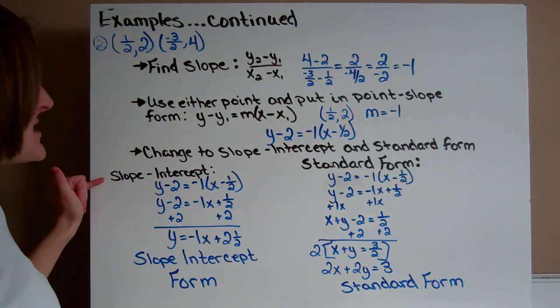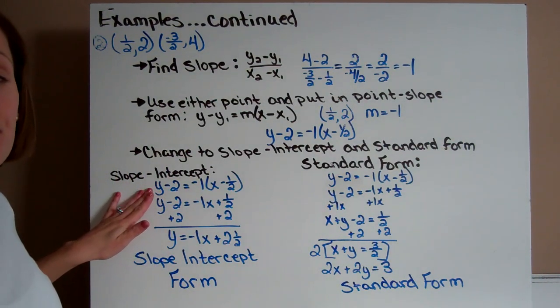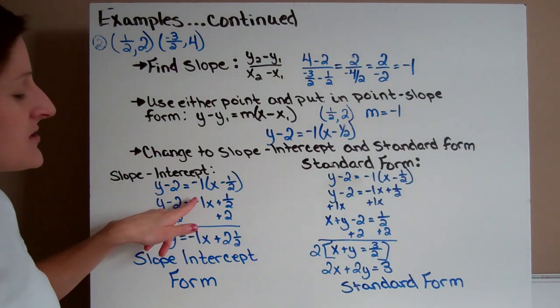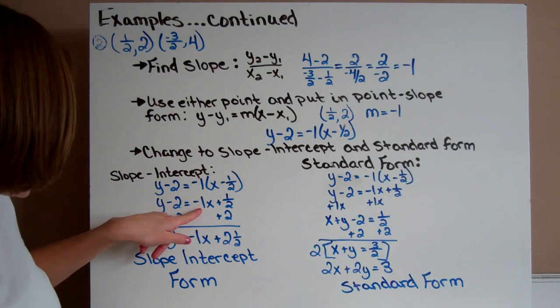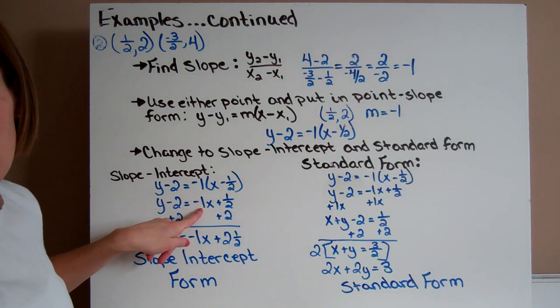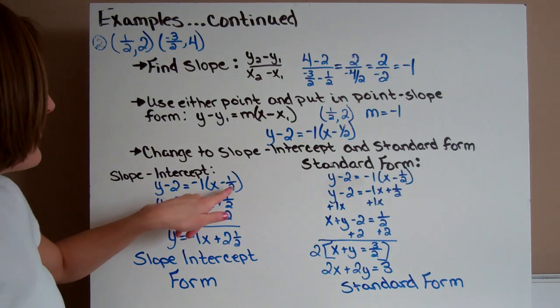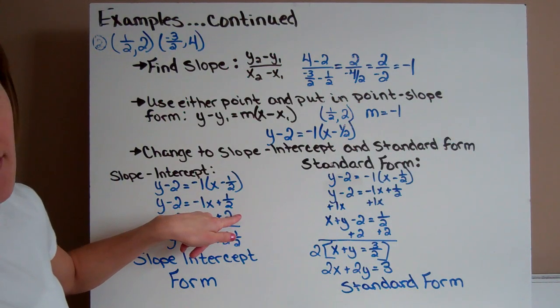Okay, now I'm going to put it in slope intercept form. Start at the very same point slope form. Okay, I need to distribute this negative 1, so I'm going to do negative 1 times x, which is negative 1x. And you don't have to write that negative 1 in front of it. You could have just written it as negative x. And then negative 1 times negative 1/2. That becomes a plus 1/2, a positive half.